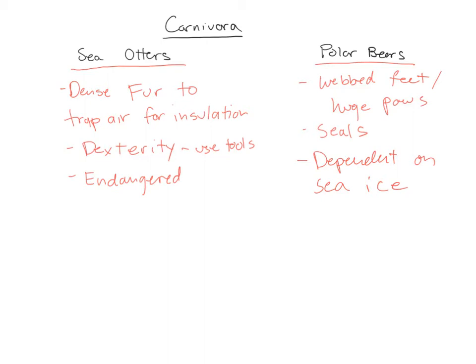Now, if sea ice is completely gone, some of them can probably still survive along the coast. It's just going to be a lot less of them, and maybe none of them. So polar bears are of great concern for conservation, and they're kind of a poster child for global warming and the species being affected by it.